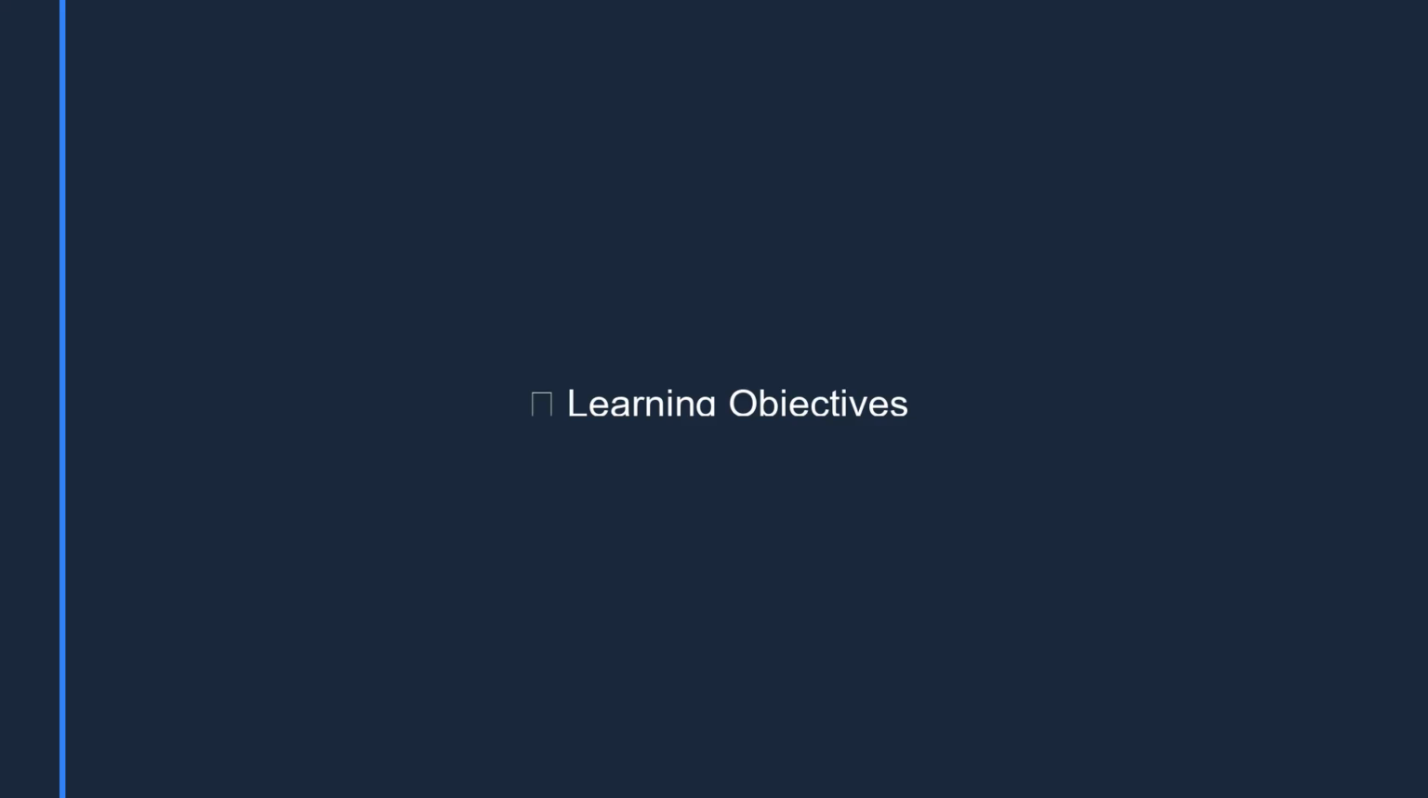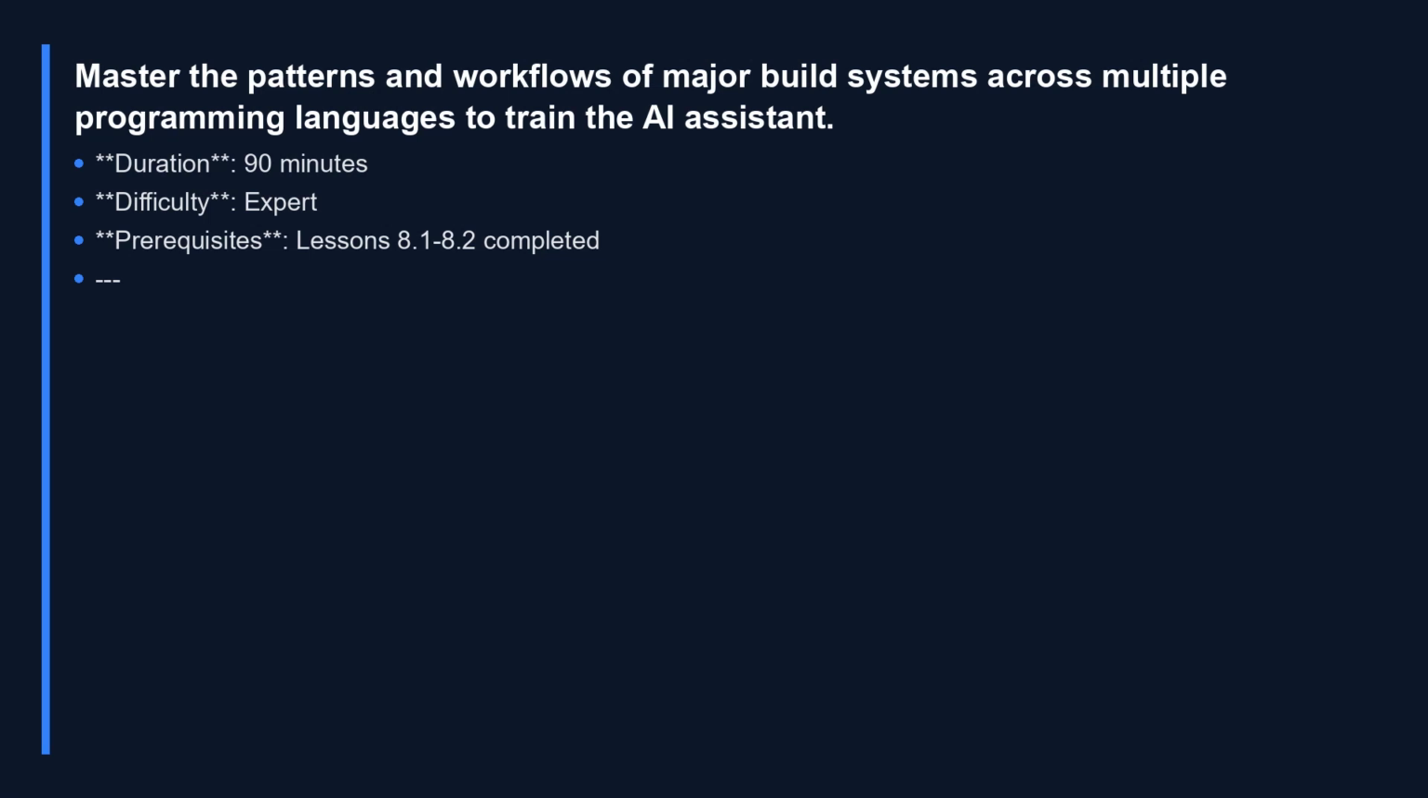Learning Objectives. This lesson runs about 90 minutes at expert level, and the goal is ambitious. Master the build patterns and workflows of every major build system across C, C++, Python, Java, Ruby, Perl, Rust, and Go well enough to train an AI assistant that can reason about all of them. Make sure you've completed lessons 8.1 and 8.2 before continuing here, because we're building directly on that foundation.